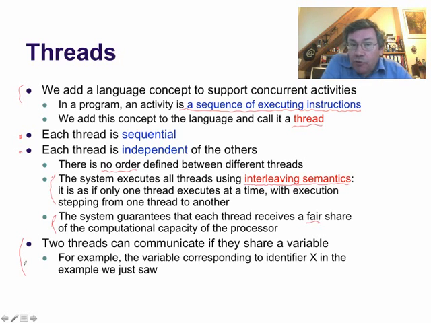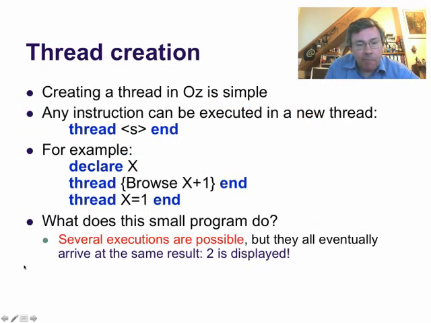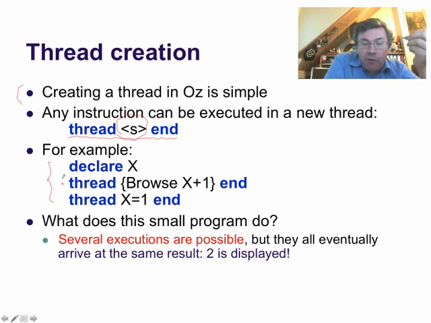For example, two threads can communicate if they share a variable, like the example we saw. So let's see how to create threads in Oz. Creating a thread is simple. Any instruction can be executed in a thread. We in fact have a new instruction called thread end, and we can put any instruction inside. Here's an example. We do thread browse x plus 1 end and thread x equal 1 end.